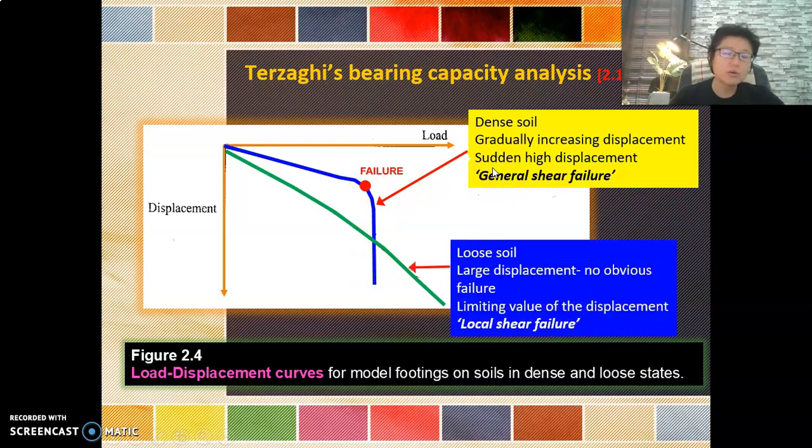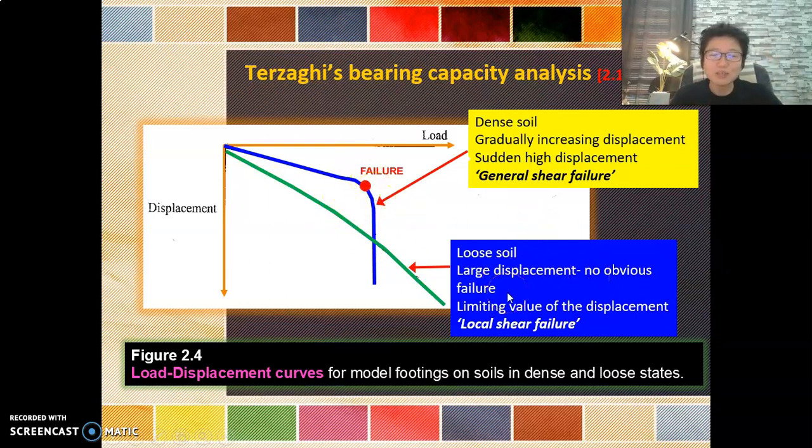On the other hand, you could have a situation where you have a plot that is going on infinitely. You can't find the distinct sharp cornering like this. See the green line here? And this happens in a loose sand situation. Right? And you see that there's a large displacement. You keep loading, it keeps going down. You cannot find any obvious failure point. You don't see a distinct cornering like this.